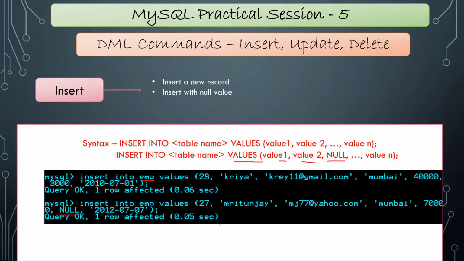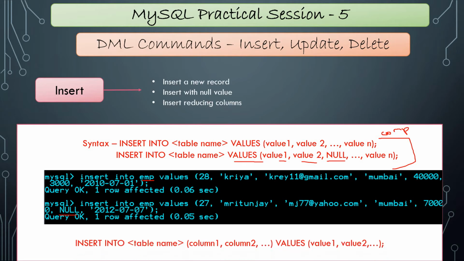Now the third one is if we want to insert with a reduced number of columns. Okay, for example, I want to enter only a few column values. Then what do I have to do? Then I can't use the above two methods to insert my values, because these methods are for complete columns. If you want to enter complete column values, then you have to use these methods. Else you have to use the third one, which is insert into table name.